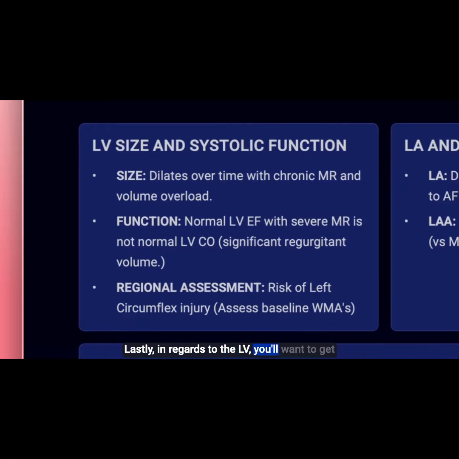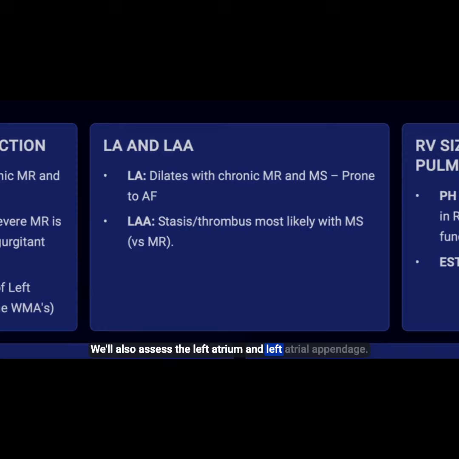Lastly, in regards to the LV, you'll want to get a baseline regional wall motion assessment. One of the main complications of the surgery can be injury to the left circumflex artery, which can cause regional wall motion abnormalities. So knowing what is normal beforehand can aid you when you come off cardiopulmonary bypass after the valve has been replaced. We'll also assess the left atrium and left atrial appendage.